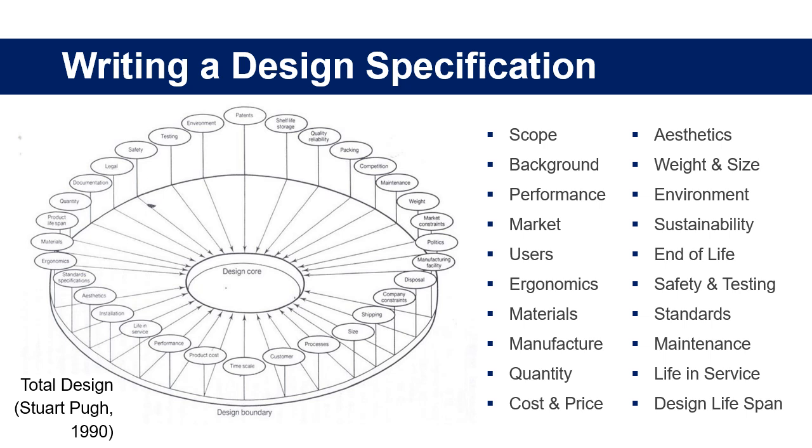I have put to the right hand side, you can see I've narrowed it down to a list of items which are commonly in 95% of design specifications. So I'd expect you to certainly be considering all of these things when you're writing your design specification. So I'll just run through a few of these to help you understand what they mean a little bit more.